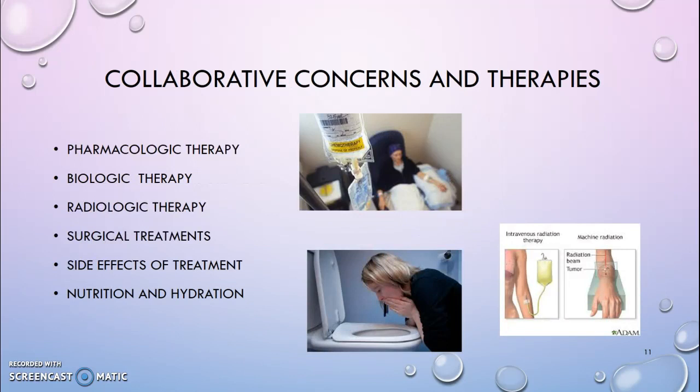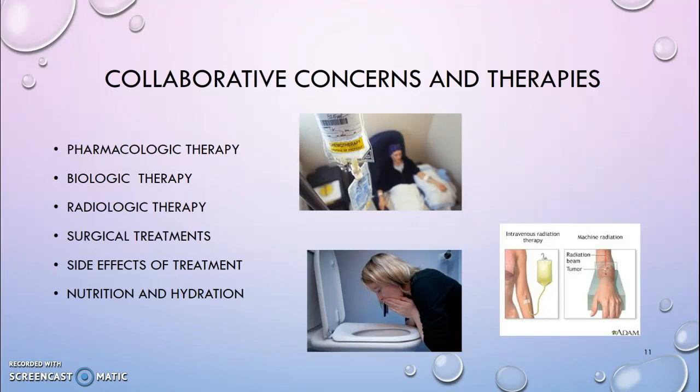Now that we've looked at cellular regulation as a concept, and we've examined nursing interventions, now we can look at collaborative concerns and therapies. Pharmacologic therapy will be covered as it relates to each exemplar, but it's a pivotal collaborative intervention in the treatment of disorders of cellular regulation. And there's a ton of pharmacology involved with, especially, cancer treatment.